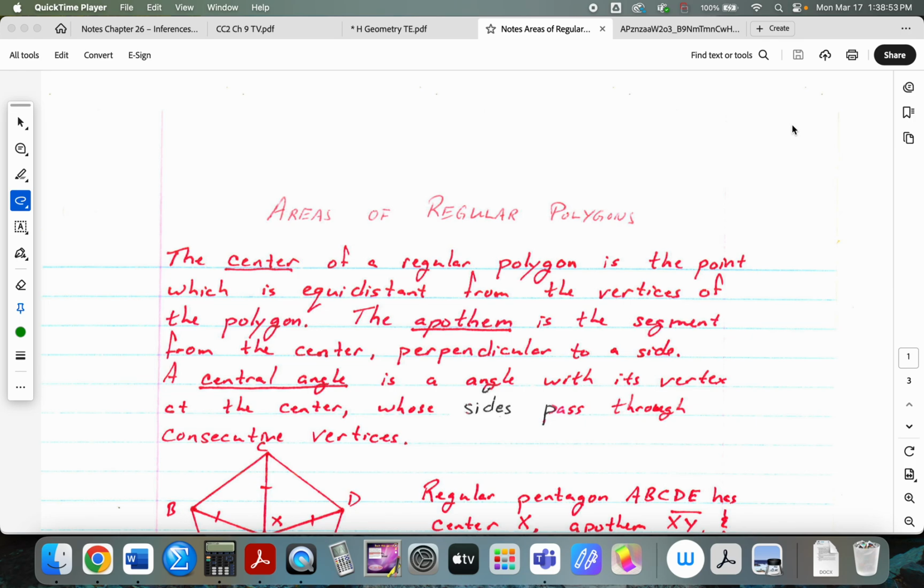Today we're going to look specifically at areas of regular polygons. If I can just be really blunt with you for a second, this is the section that every year I have a part of the class that just doesn't learn this, and then their grades are quite a bit lower than they should be. Okay?